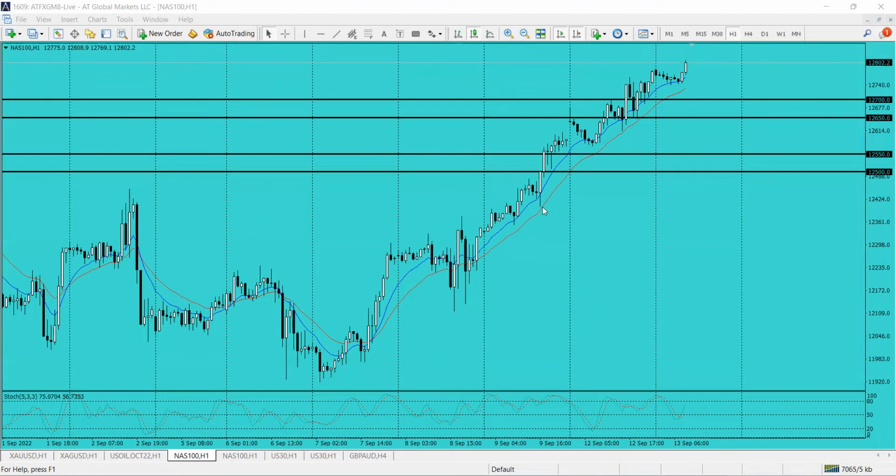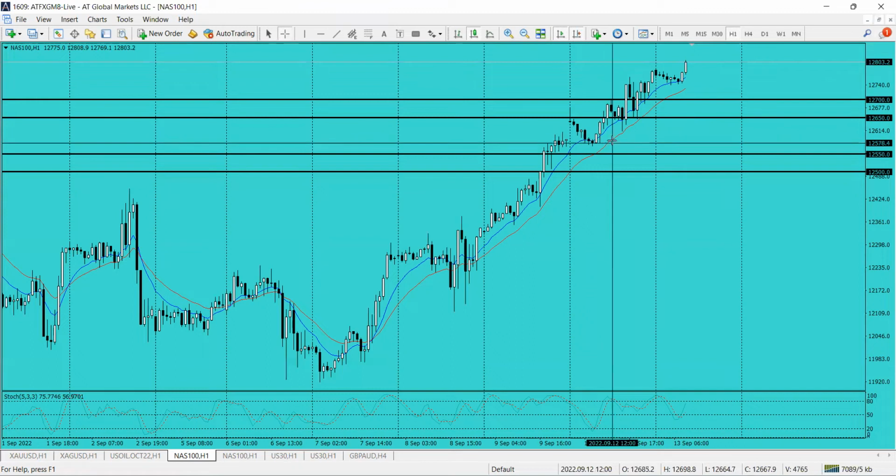So let's have our daily analysis for NAS100 and same goes with Dow Jones. First things, we have NAS100. As you can see, it's traded around 12,802 as of the moment. The price levels that I gave you yesterday are 12,650 and same goes with 12,550.